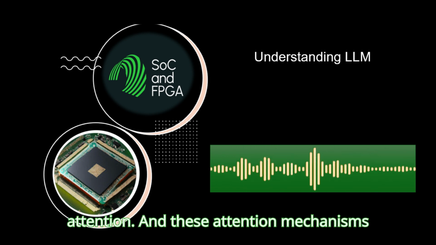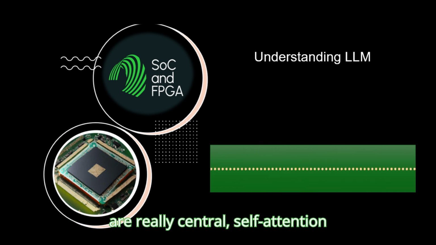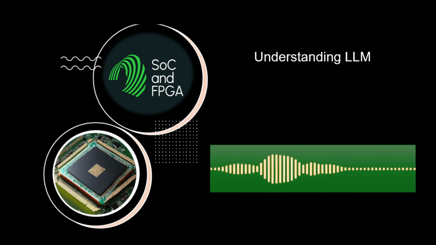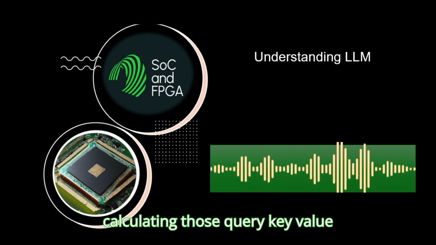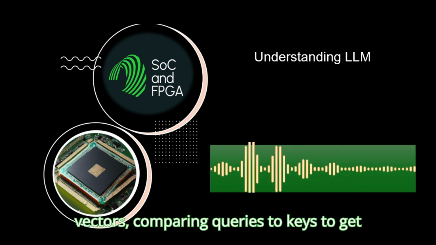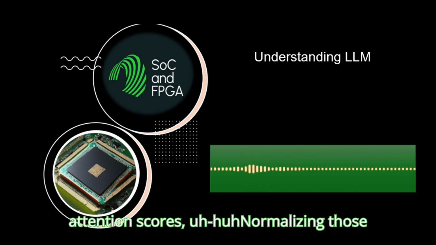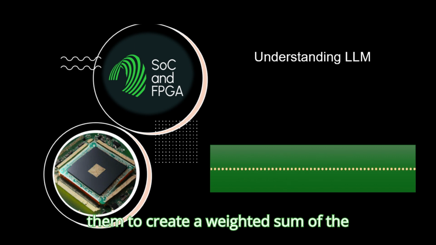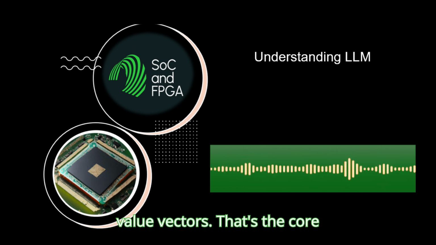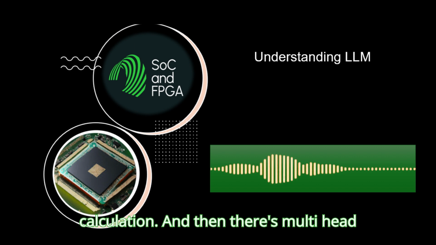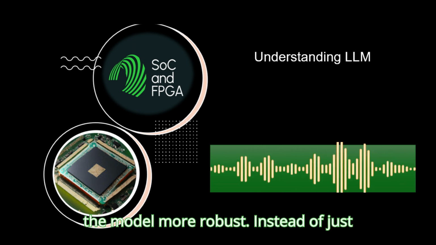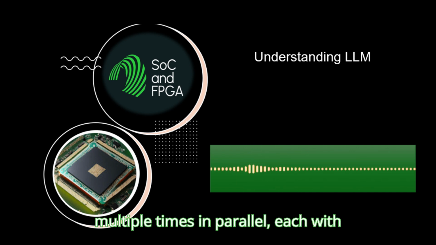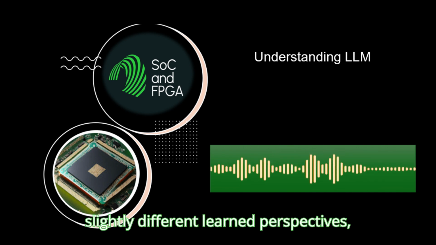And these attention mechanisms are really central, self-attention especially. Absolutely. Understanding relationships within the sentence itself, calculating those query, key, value vectors, comparing queries to keys to get attention scores, normalizing those scores into probabilities, and using them to create a weighted sum of the value vectors. That's the core calculation. And then there's multi-head attention. What does that add? It makes the model more robust. Instead of just calculating attention once, it does it multiple times in parallel, each with slightly different learned perspectives, different heads.